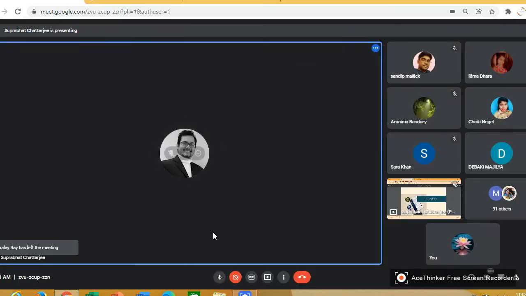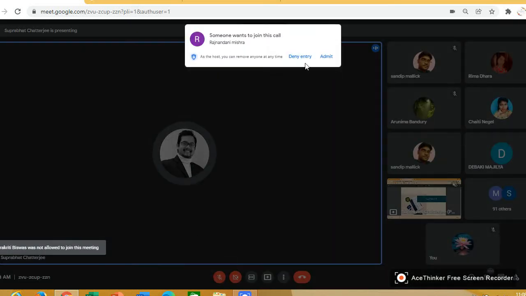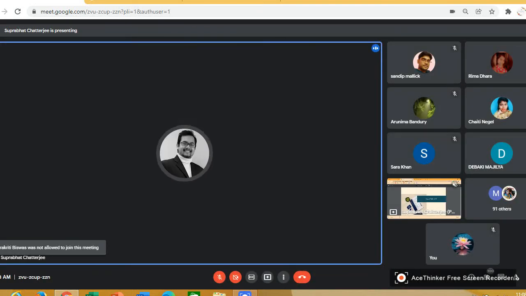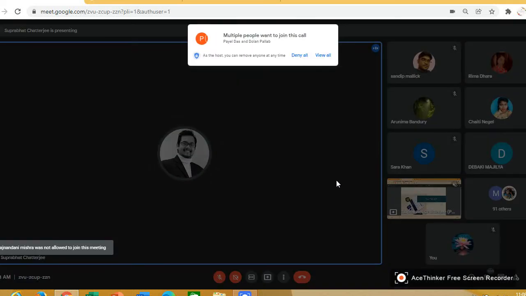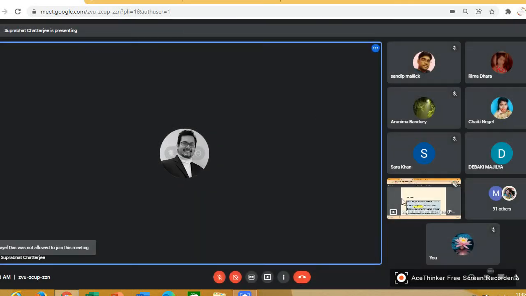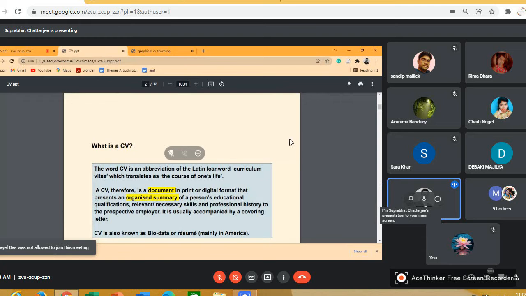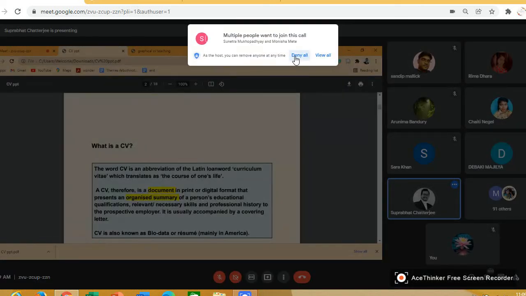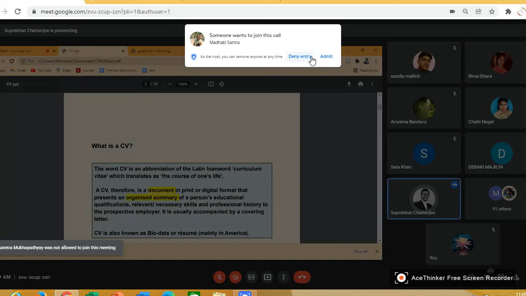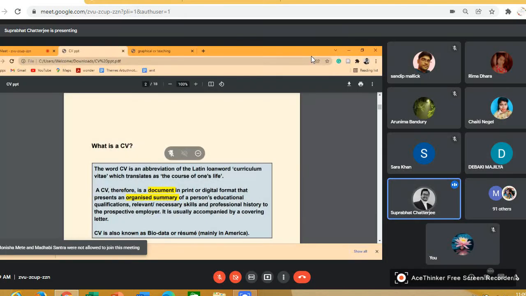So here we go. How to write my CV is today's presentation. And the first thing that I would like to deal with is, what is a CV? CV is an abbreviation of the Latin loanword curriculum vitae, which translates as the course of one's life. Therefore, a CV is a document in print or in digital format.